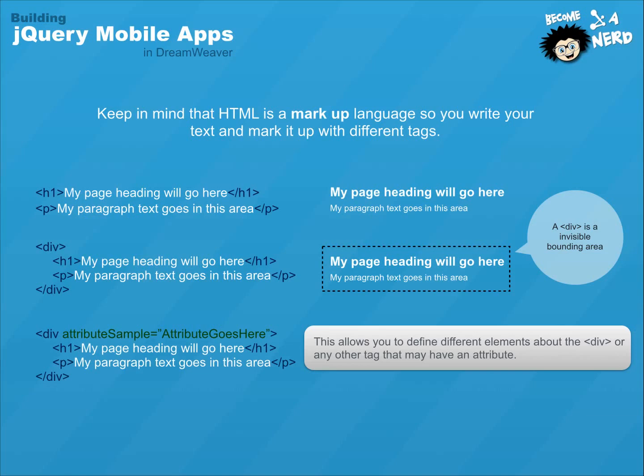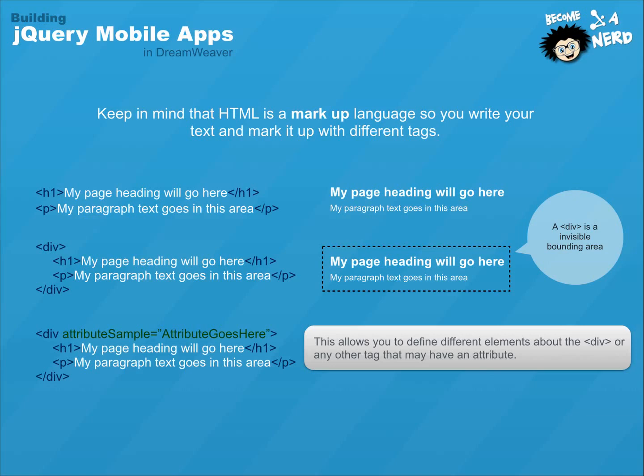When it comes to jQuery Mobile, you then just start adding your attributes. Like you can say attribute sample, attribute goes here. And this will allow you to define the elements of the jQuery Mobile content that you're using, whether you're defining an element as a table, or as a header or a footer or navbar or anything like that. That's how you add attributes to these div tags, or to the different HTML sections.